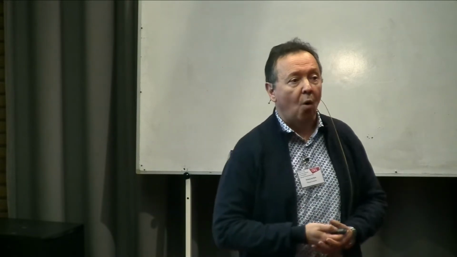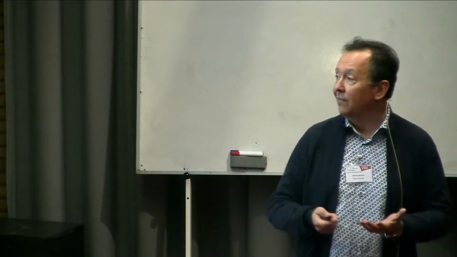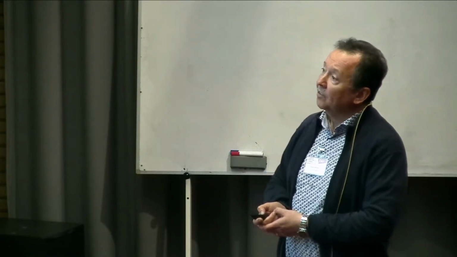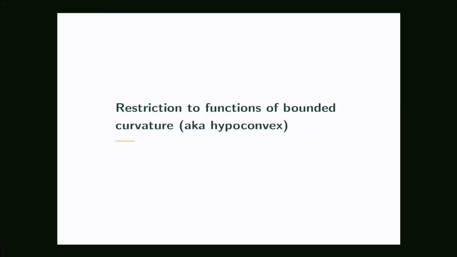And if you want to make more precise statements, you will have to limit yourself to certain classes of functions. It's just too general to consider all differentiable functions f that you might encounter as input. So the class of objective functions where one can say interesting things is called the class of bounded curvature functions, or functions of bounded curvature. And these functions are also known as hypoconvex functions. So I will explain to you what these objects are.